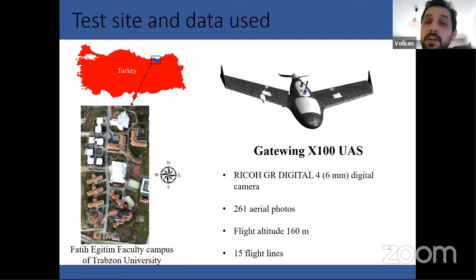The point cloud filtering strategy was applied in a test site located in the Fatih Faculty of Education campus of Trabzon University, Trabzon, Turkey. And the point cloud of the study area was produced from 261 aerial photos taken by a Ricoh GR Digital 4 unmanned aerial system. And you can see it in the slide.